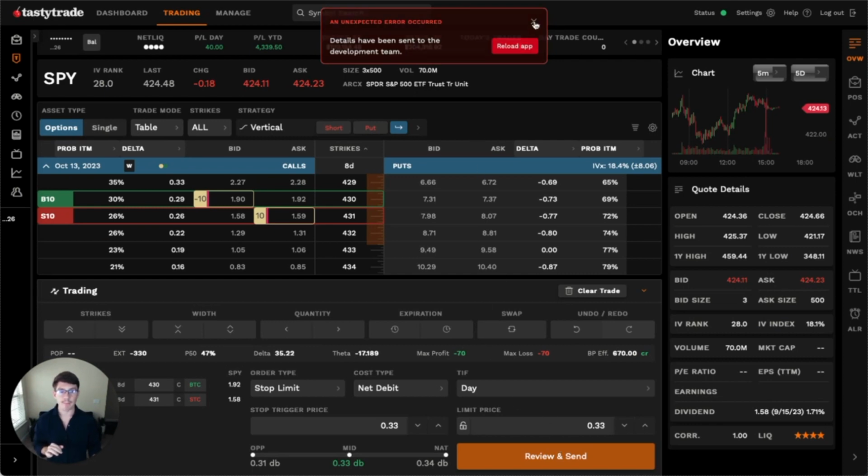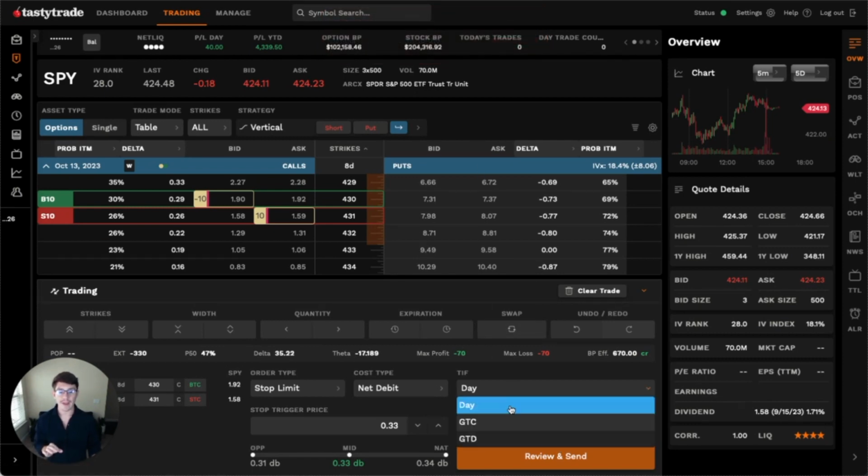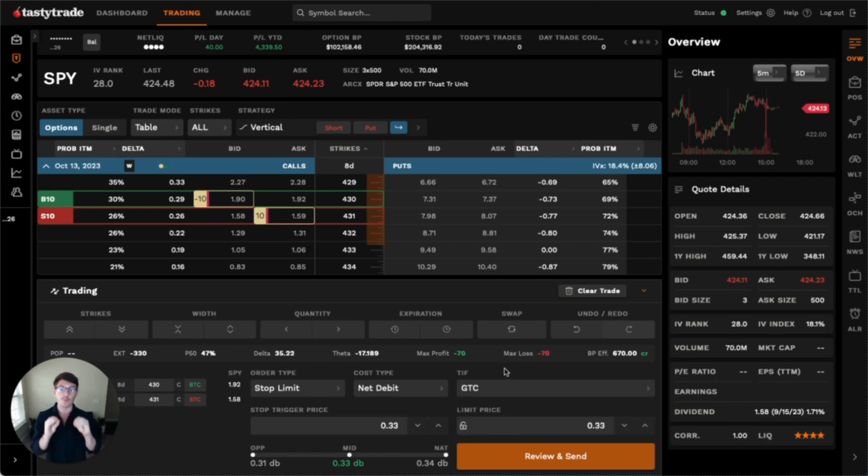So now we have good till cancel. The reason being is because we don't know how long this stop loss will be open. We just know that we want it to stay open while we are in the trade. So we're going to do a good till cancel order.